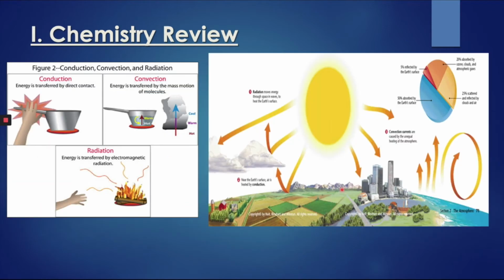Next, let's discuss how energy moves between matter. Focusing on the first images on the left, you can see that there are three types of energy transfer: conduction, radiation, and convection. Conduction is where energy is transferred through direct contact.